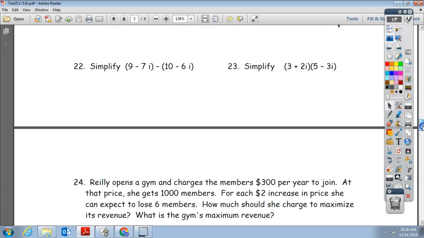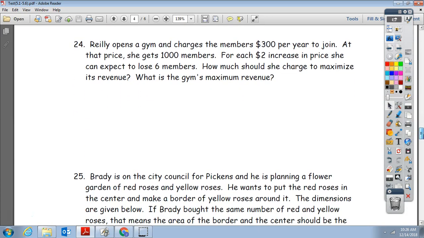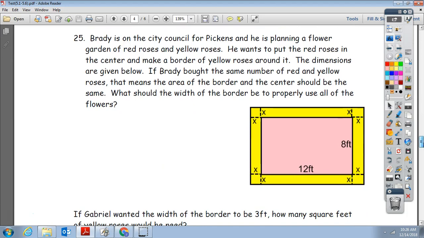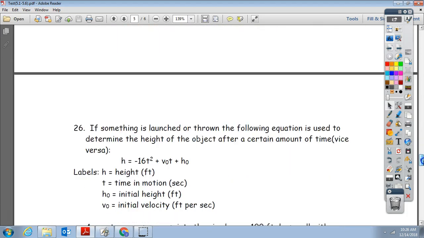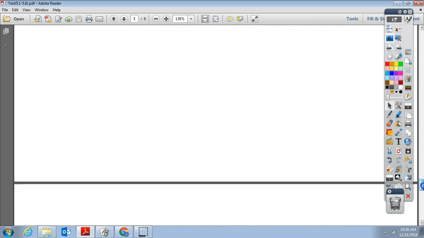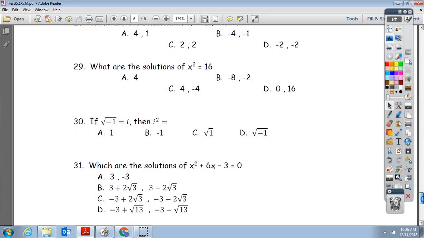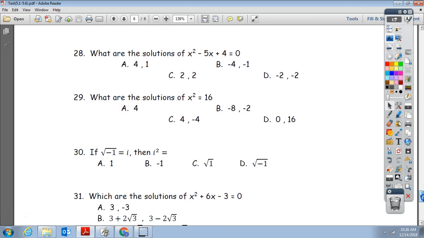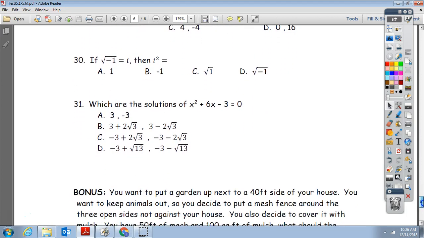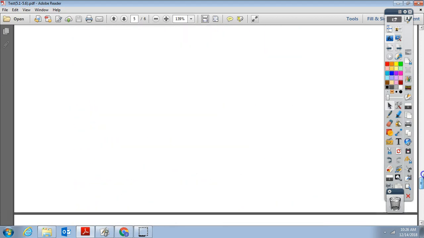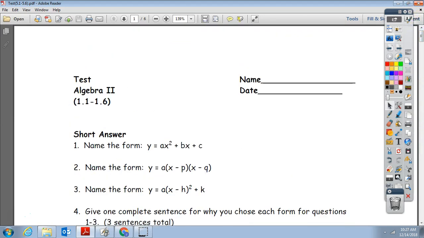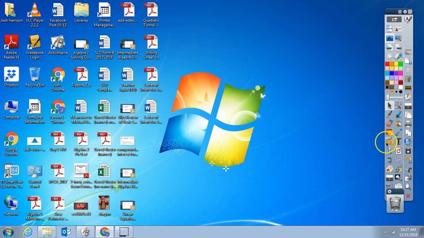Know how to work with some imaginary number stuff. Not much, but just a little bit. Again, there was another revenue problem. There was another border problem dealing with area. And there's a few multiple choice on this test too. A few multiple choice that you can kind of go back and look at and think about, oh yeah, got to study multiple choice for my exam. Okay. So that would be what I would review, the things that I would focus on for my exam.